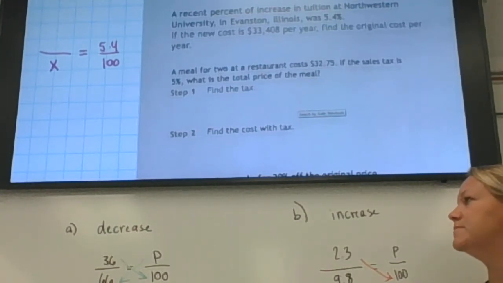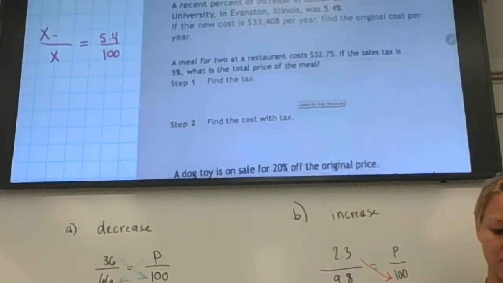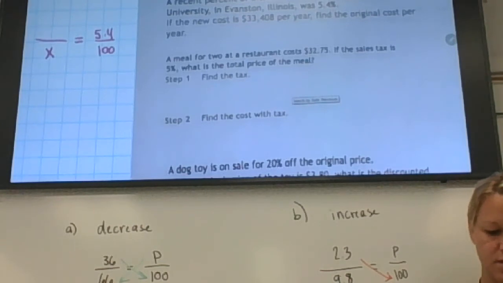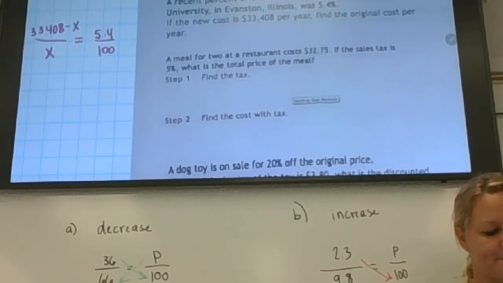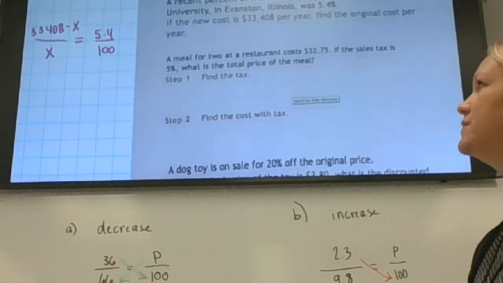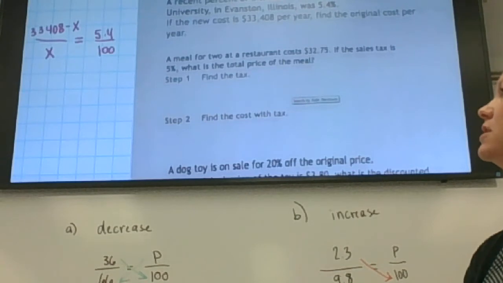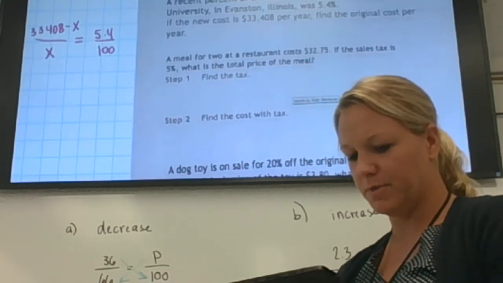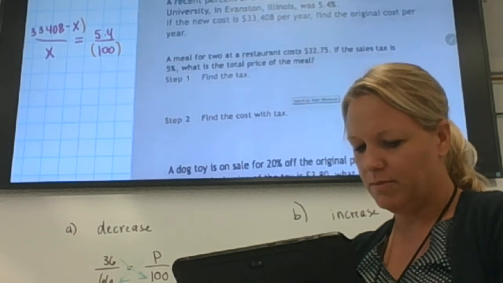How are we doing this? We were doing the new minus the original. It was an increase. Yes, so it's the new one subtracted by the original. This one just got a little bit more complicated because we have two unknowns. We don't know how much it changed, and we don't know the original. But the new minus the original would represent the change. So this one's much more complicated. When we cross multiply, make sure you distribute.